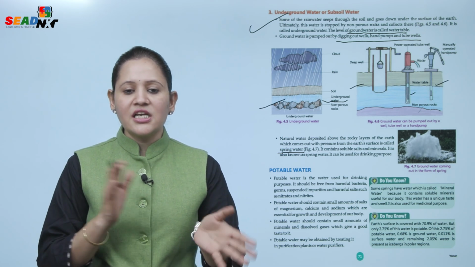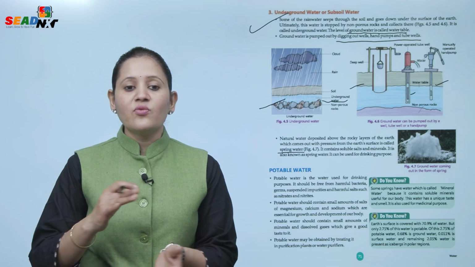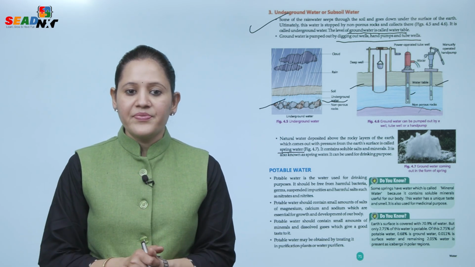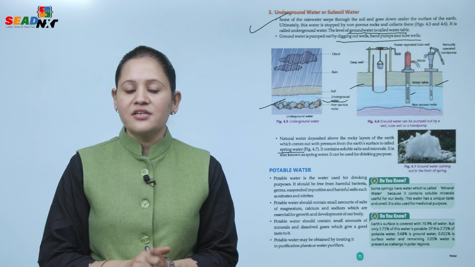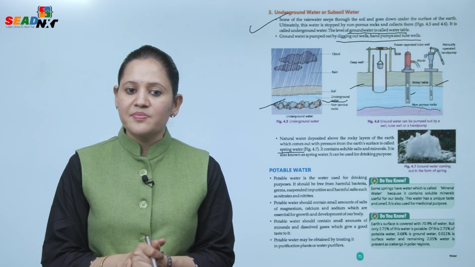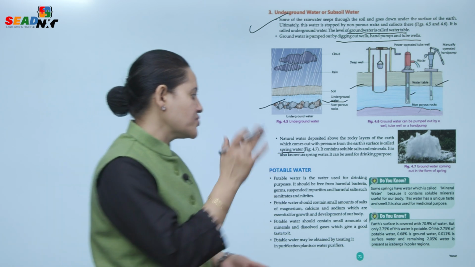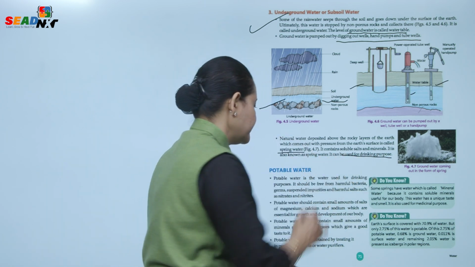You can see in hilly areas, mountain areas, that water automatically comes from the inside of earth onto the surface of earth. That is known as spring water. It can be used for drinking purpose. We can use this water for drinking purpose.